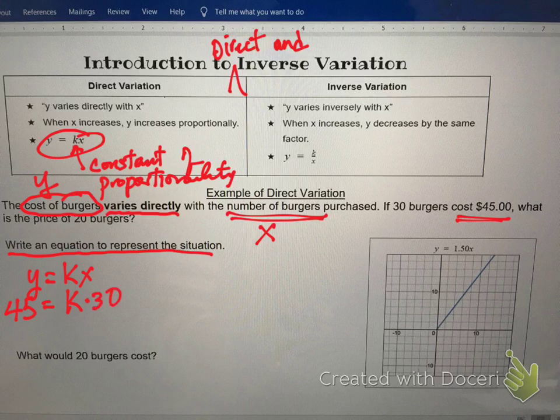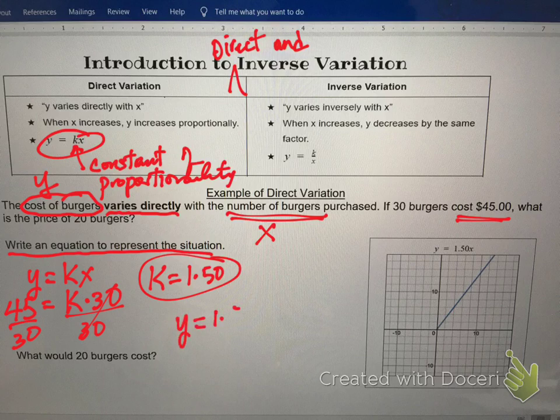If I divide both sides by 30, I have k equals 1.50. So k is my constant of proportionality, but in this case, it's just the cost of each burger. So each burger costs $1.50. I bought 30 burgers, so I paid $45 for it. So when it asks for the equation, it would be y equals k, which is 1.50, x. So when you're asked for the equation, this would be your equation.